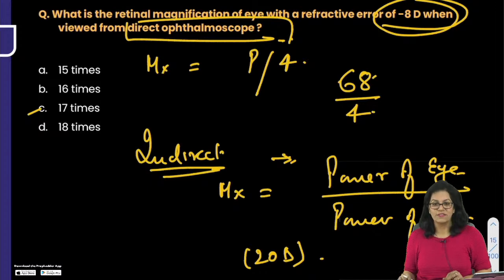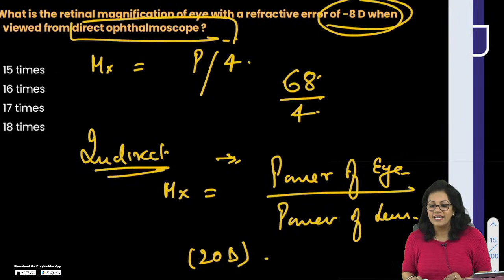Very good. Yes, Ravi Shankar. So this is how we will calculate the magnification of indirect ophthalmoscope. Okay? Then we come to a few more questions, and these have been repeated questions of your exam, and they are still asking them.